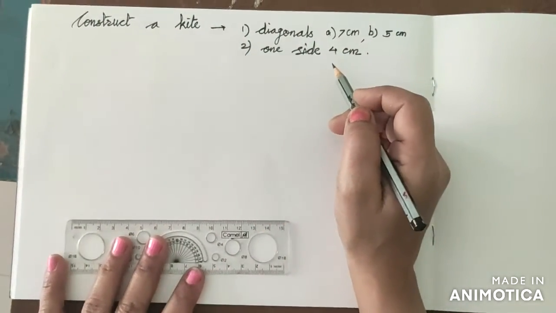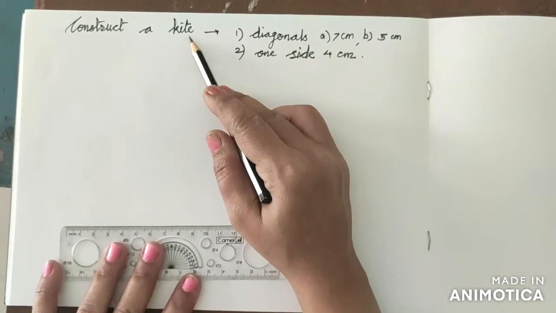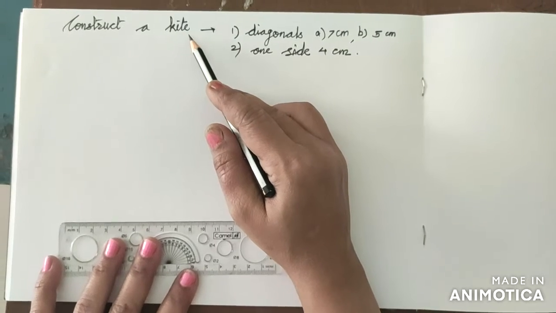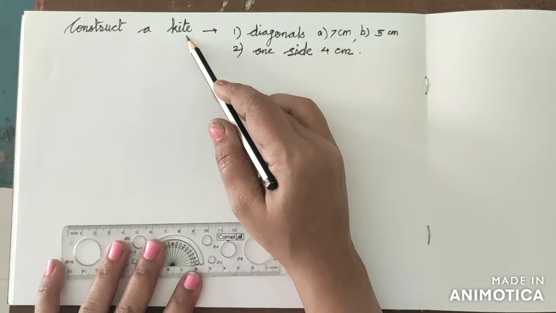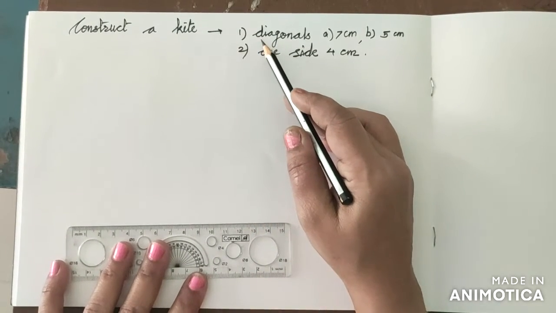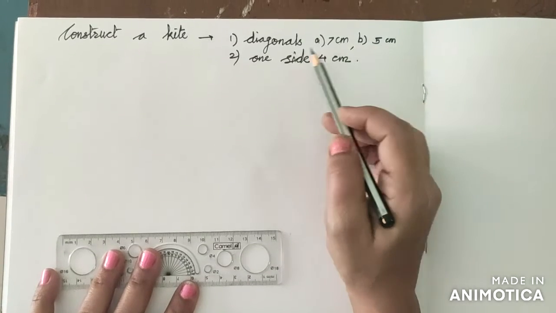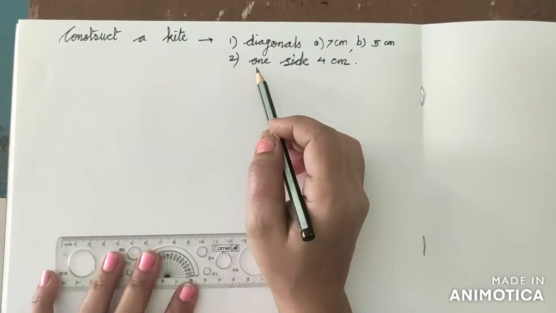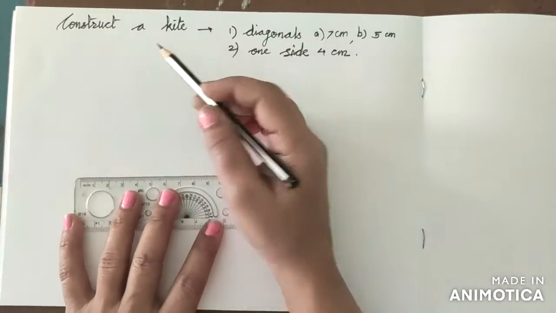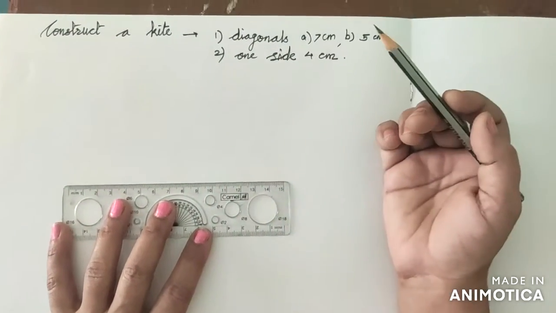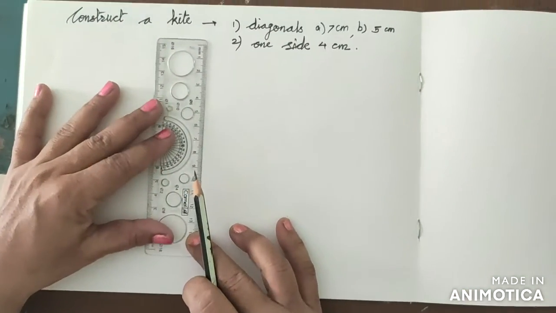See the question, friends. We have two diagonals and one side, and the construction is for a kite only. So the question is like that: construct a kite with its two diagonals being 7 centimeter and 5 centimeter long, and its one side 4 centimeter in length. Now today we have to construct a kite. For that, draw a vertical line first.